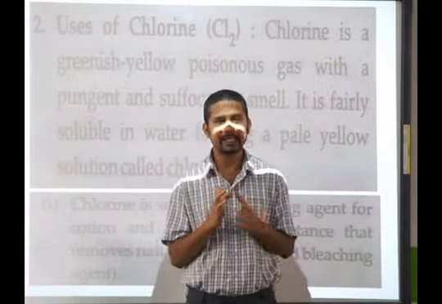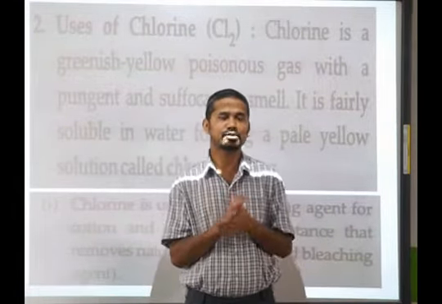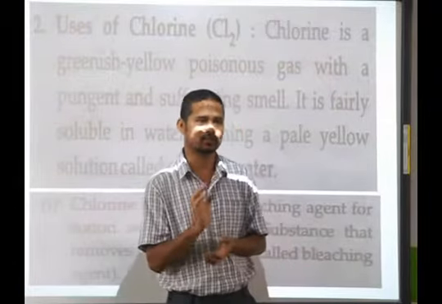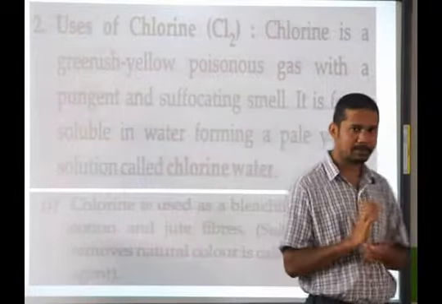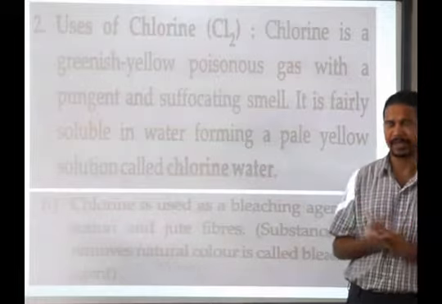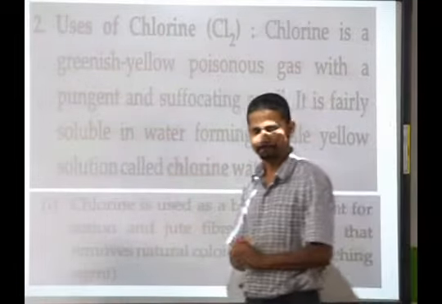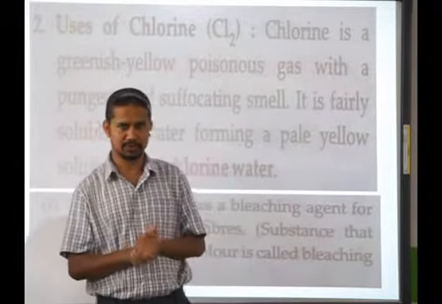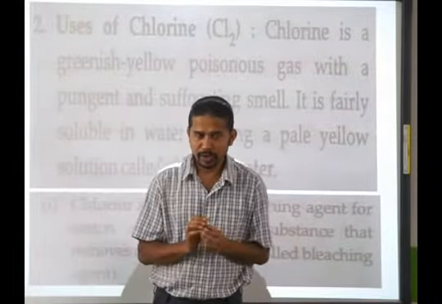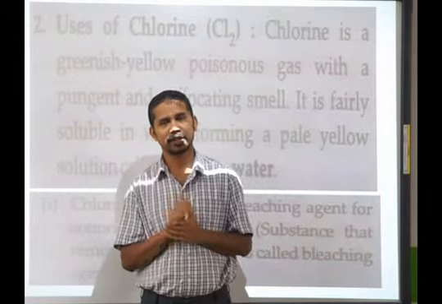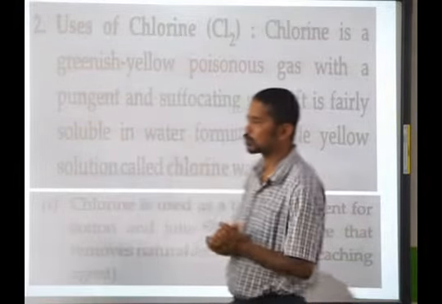Mind you, bleaching is the process of removing natural color. To bleach means to remove natural color. So, chlorine can be used as a bleaching agent for cotton and jute fibers.